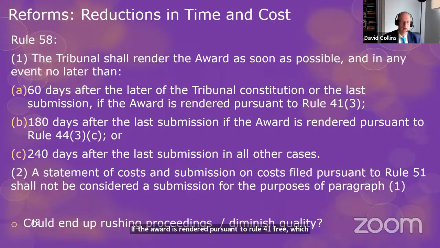130 days after the last submission if the award is rendered pursuant to Rule 44.3c, which is also about lacking prima facie strength, or 240 days after the last submission in all other cases. This is roughly speaking a third shorter than the old regime. So we're shrinking the time frames, getting the award out faster.